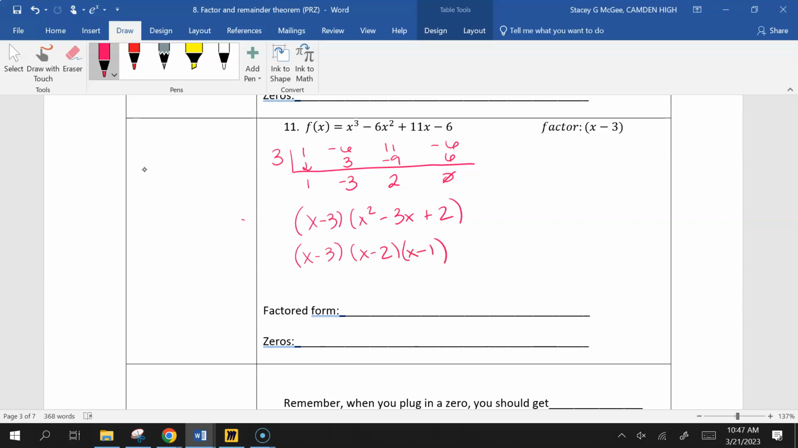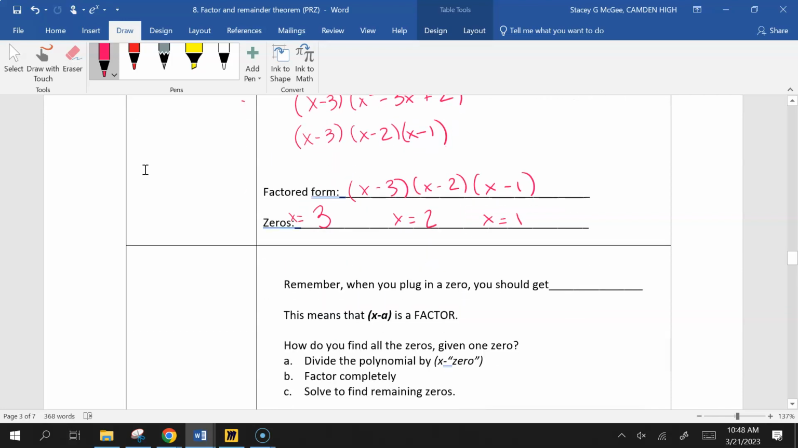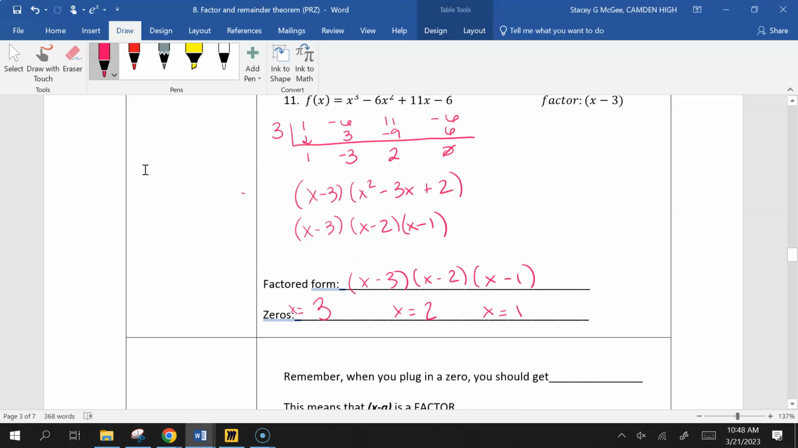So factored form looks like this. What are the zeros of this function? 3, 2, and 1. Yes, no, maybe so. All right, last little thing. And this just plays on this. It's just the same thing, just a little backwards.